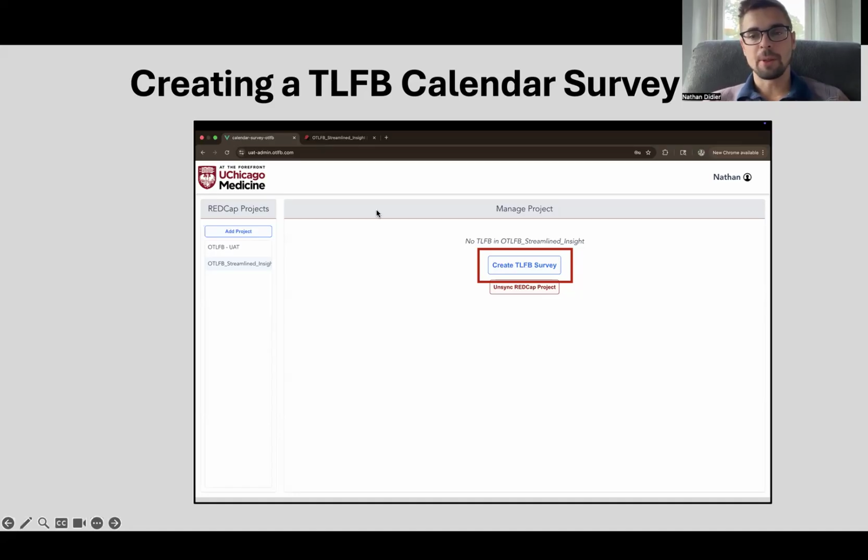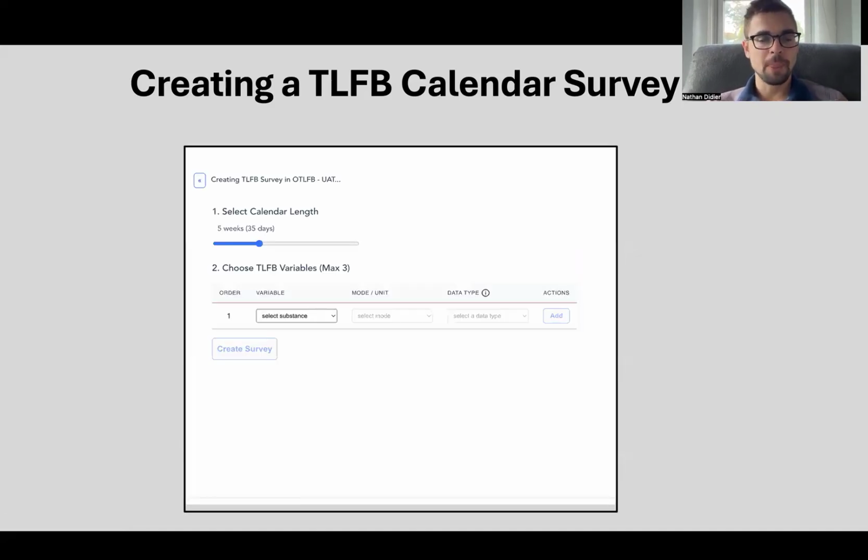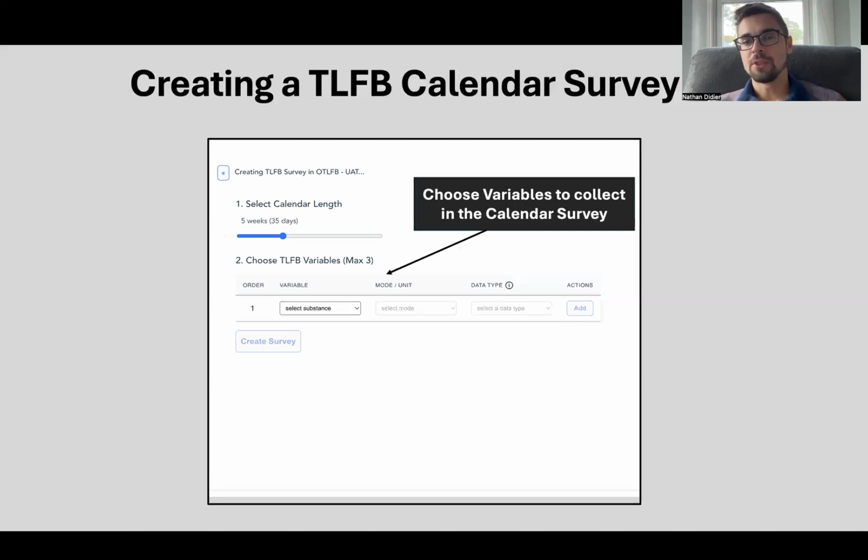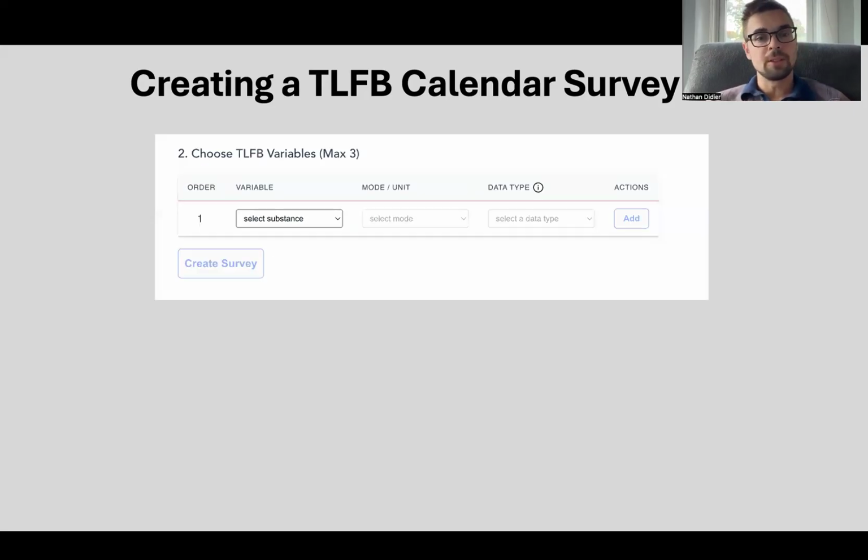So click the Create Timeline Fallback Survey button, and we're presented with this page here where we get to select a calendar length, as well as choose variables that we want to collect in the calendar survey. So the calendar length ranges from 1 week all the way up to 12 weeks. So you have flexibility in how long or how many days of data that you want to collect. And then you get to choose up to 3 timeline fallback variables. And this is where you're provided with a lot of flexibility.